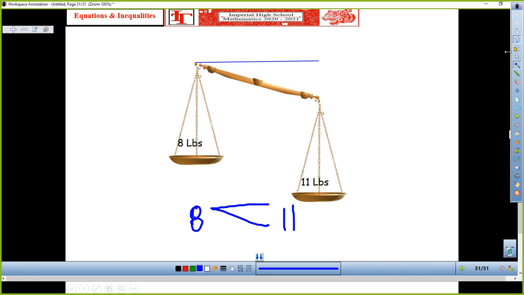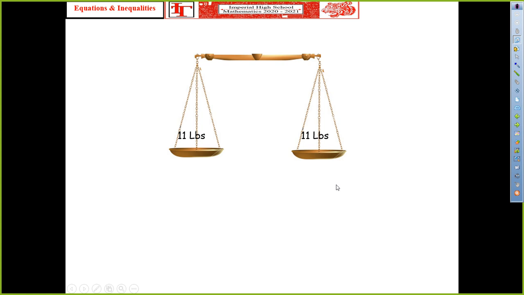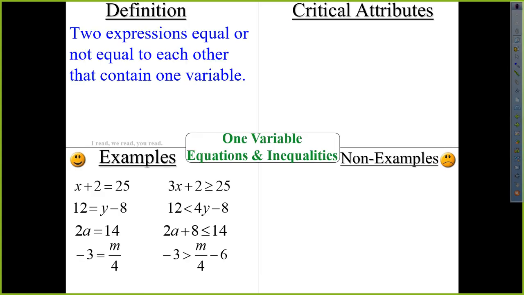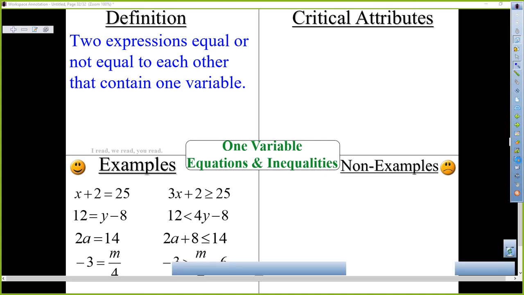in your Frayer model, one variable equations and inequalities. Definition, copy this down. What are one variable equations and inequalities? According to the definition, it says 2 expressions equal or not equal to each other that contain one variable. Let me zoom into the example so you guys can see that. So here we go. I'm going to zoom in. Okay.